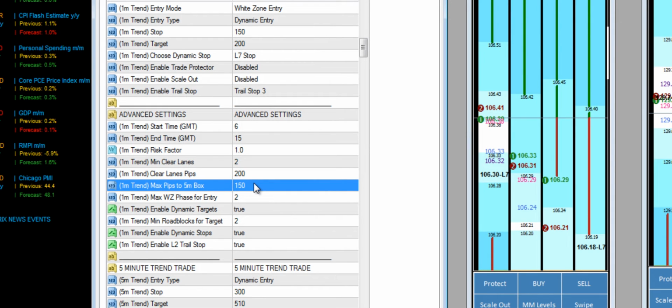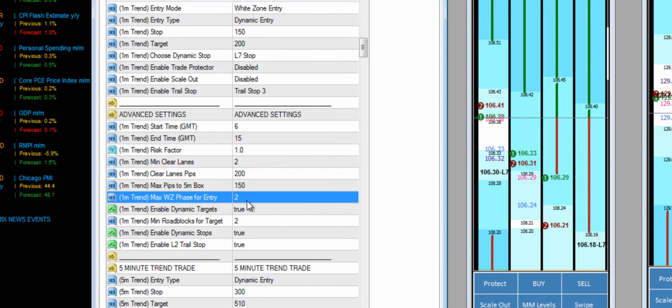And if you want to make a living on the 1 minute trend, you're going to have to manage those drawdowns a lot better. So that's the thing about the 1 minute trends. I like doing trends starting from the 5 minute. Maximum white zone phase for entry.